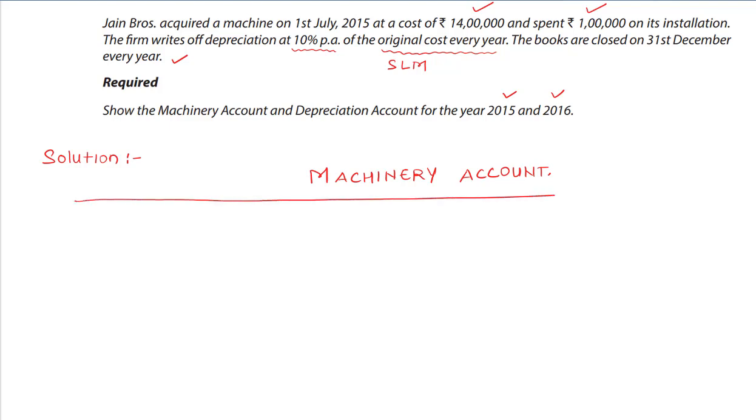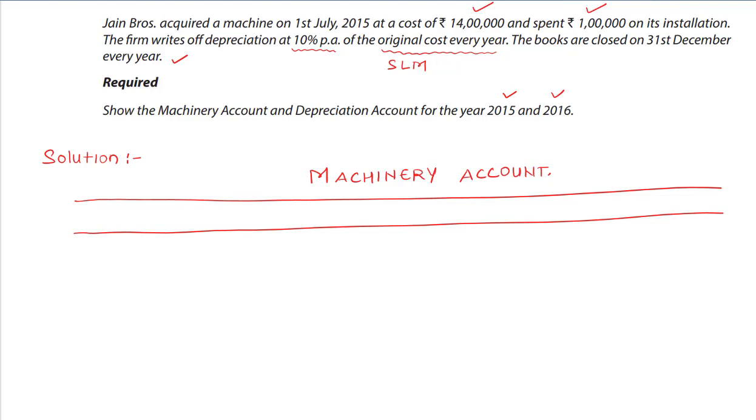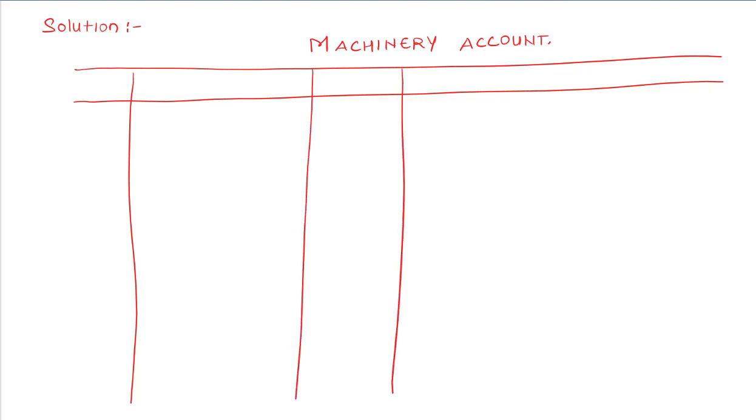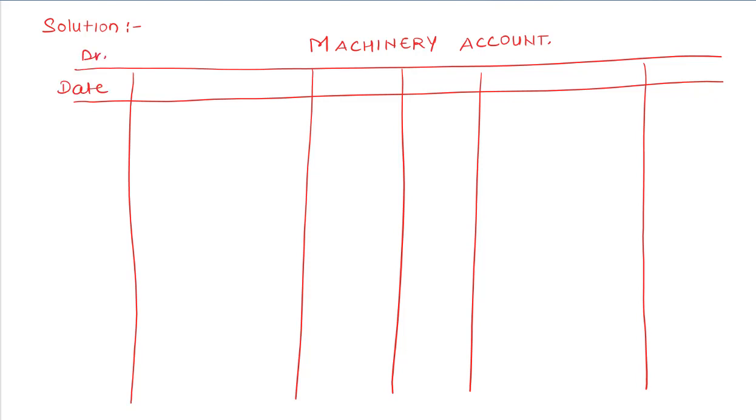Let us make this format. Draw this format. Date, particulars, amount, date, particulars, amount, date, particulars, amount, that is rupees, date, particulars, amount, that is rupees.